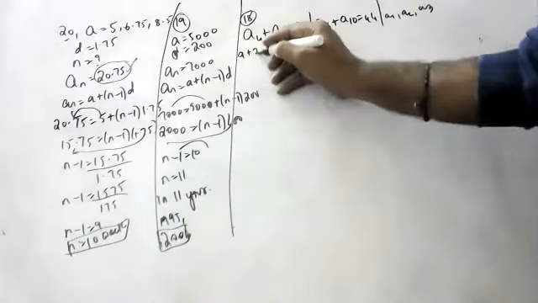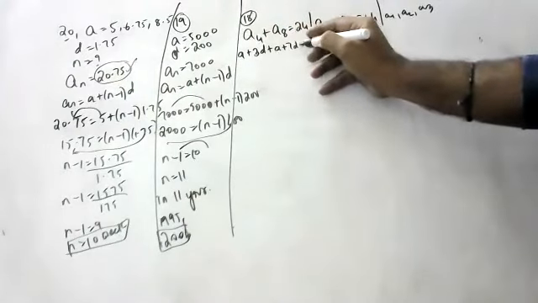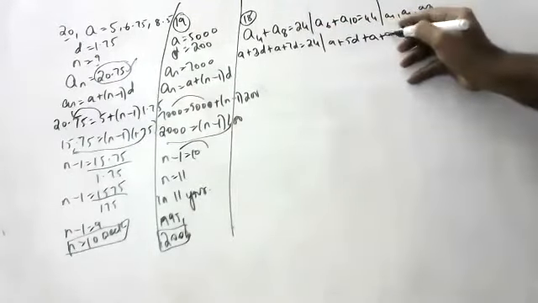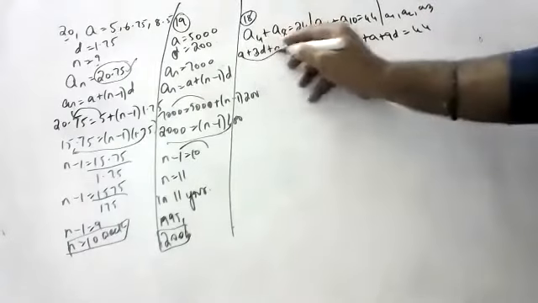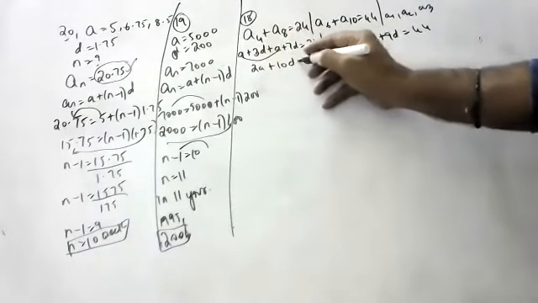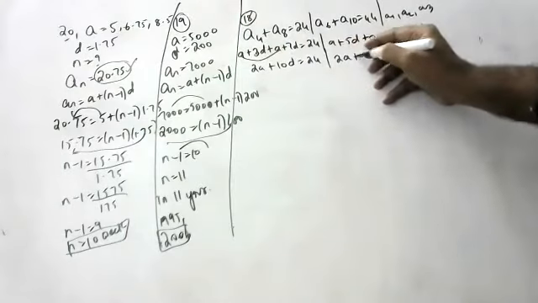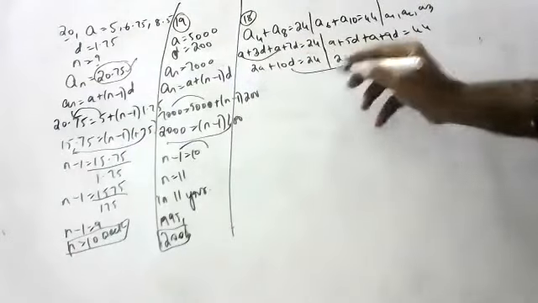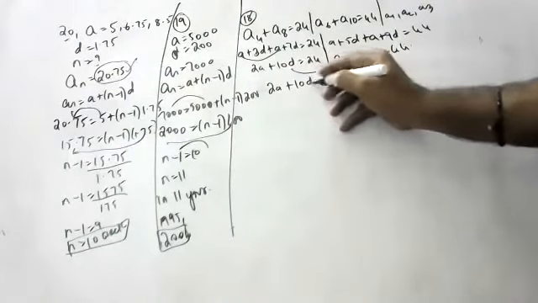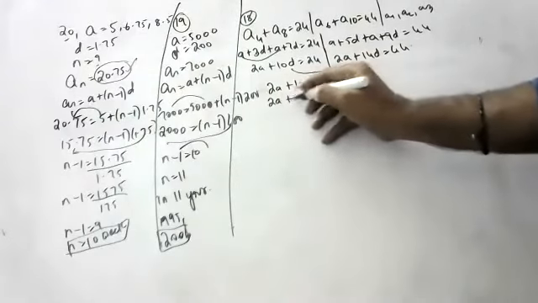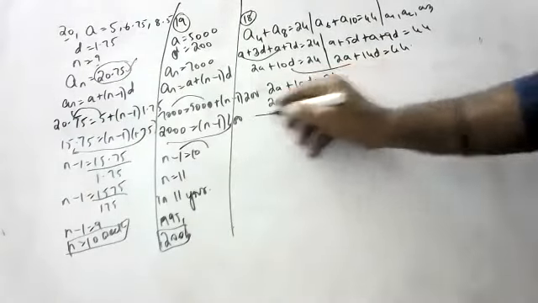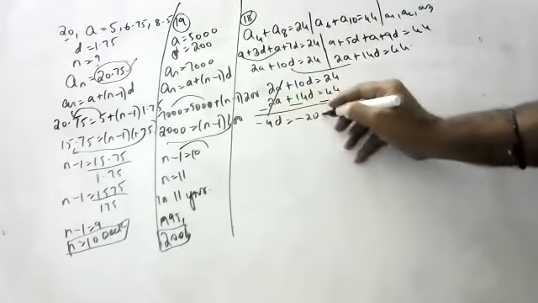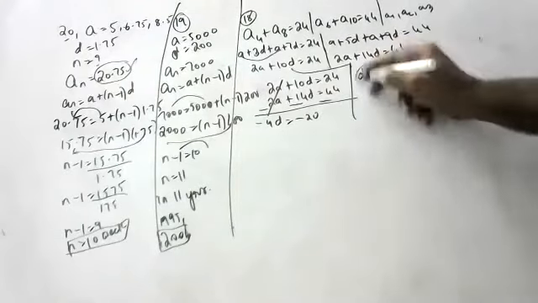A plus 3D plus A plus 7D is equal to 24. A plus 5D plus A plus 9D is equal to 44. 2A plus 10D is equal to 24, and 2A plus 14D is equal to 44. Subtracting, minus 4D is equal to minus 20.